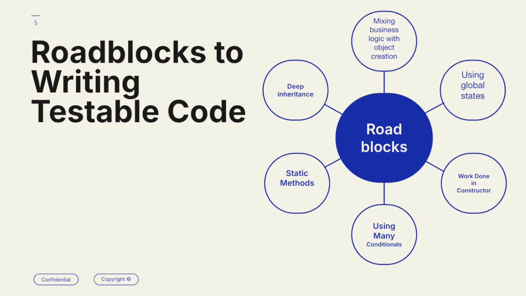Static methods are another roadblock. Since they belong to the class itself, rather than an instance, they can't be easily overridden or mocked. If your code relies on static methods, you're forced to test them as is, which might mean relying on external systems or complex logic. Finally, having too many conditionals or mixing responsibilities in a single method or class.